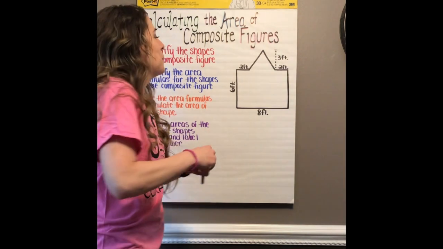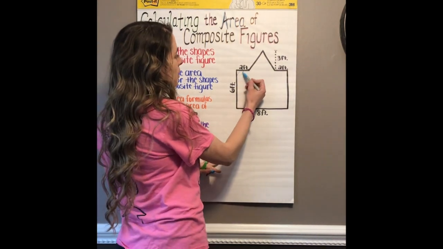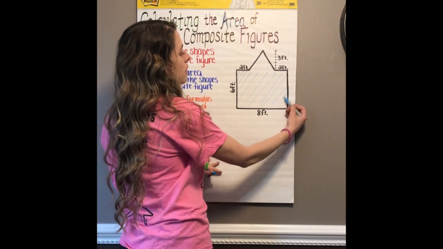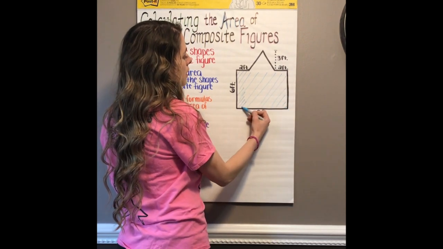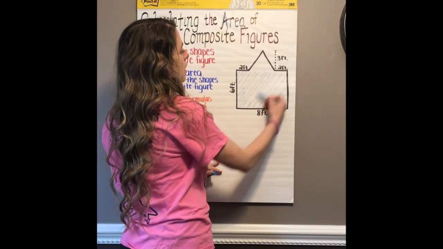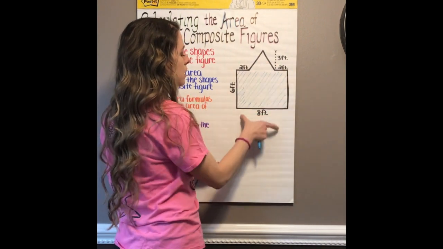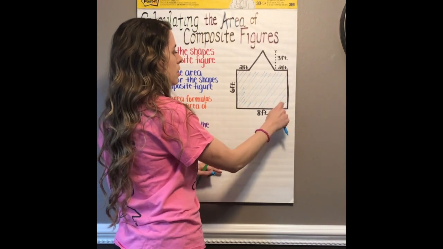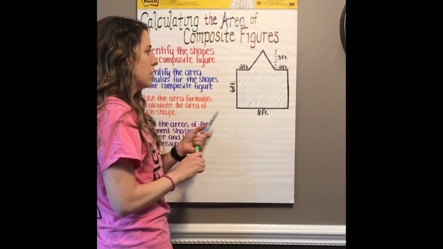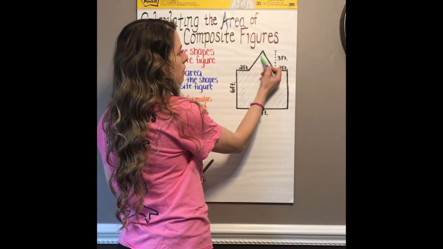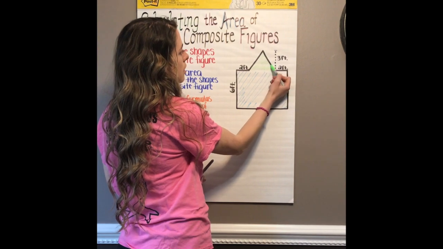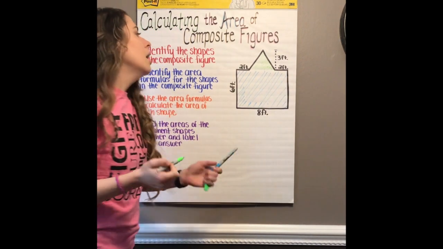Mikey is correct. Here, this bottom portion, that I'm going to shade in blue, would be a rectangle. I know it's a rectangle because it has two pairs of parallel sides. The opposite sides are equal and the corners are right angles. Up here, this top portion is a triangle. I'm shading this in green.